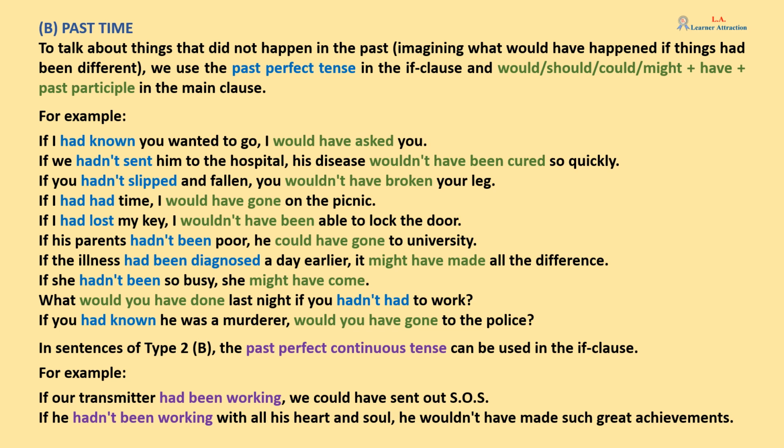In sentences of type 2b, the past perfect continuous tense can be used in the if clause. For example, if our transmitter had been working, we could have sent out SOS. If he hadn't been working with all his heart and soul, he wouldn't have made such great achievements.